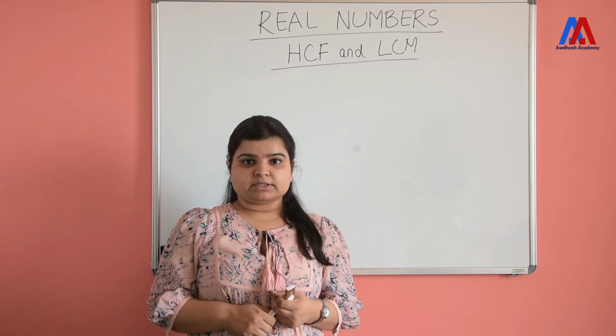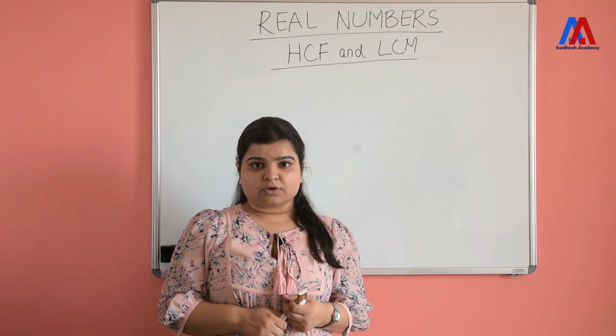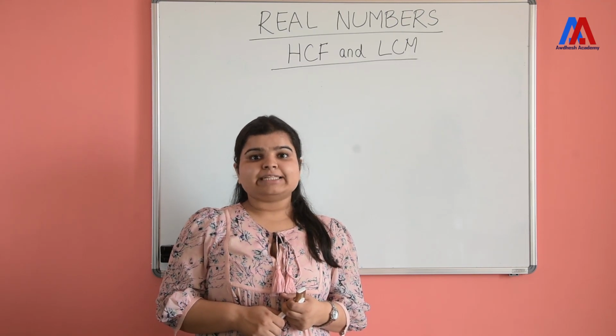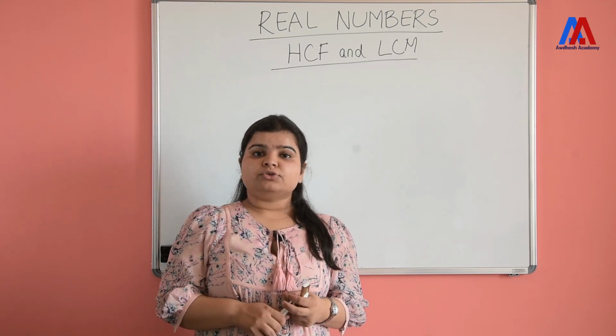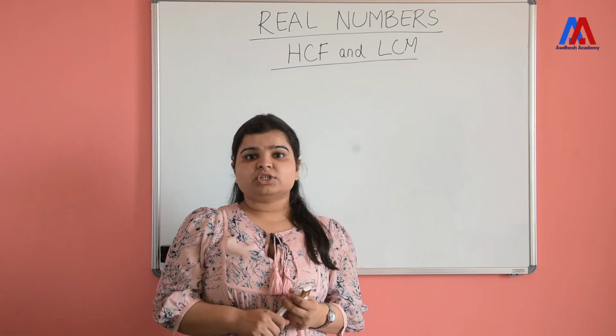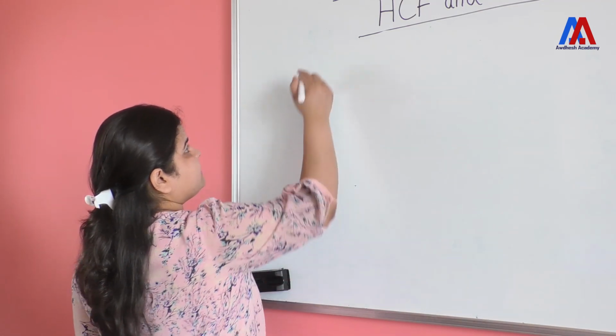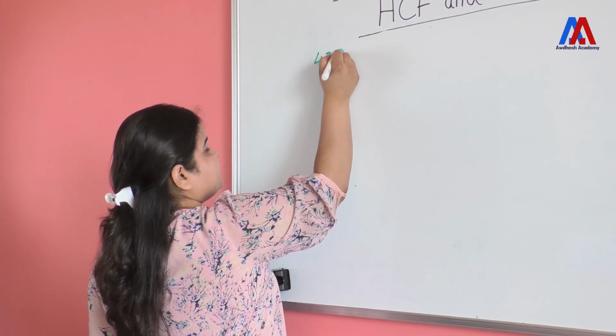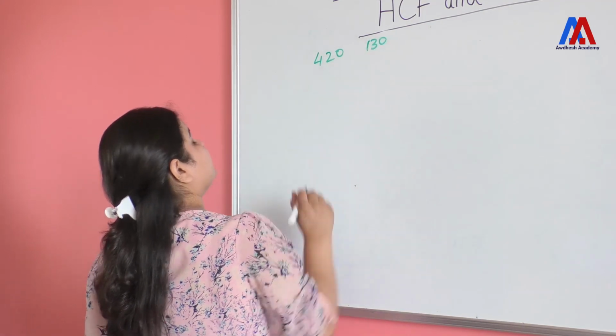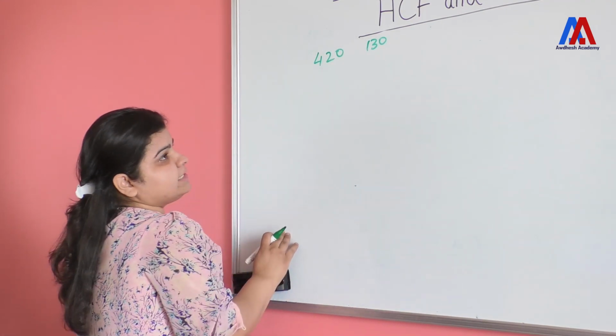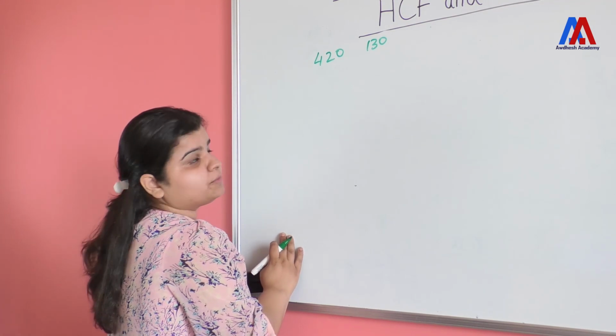Another important method is the Euclid's division algorithm. It is used to find the HCF of two numbers. Now, do not confuse it with the Euclid's division lemma which we have studied earlier in the chapter. Now, let's take an example. Say we have 420 and 130, of which we have to find the HCF using the Euclid's division algorithm.